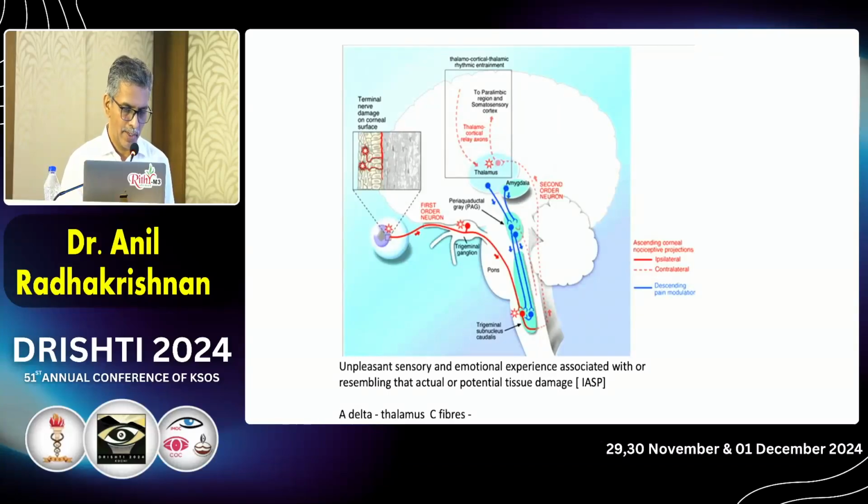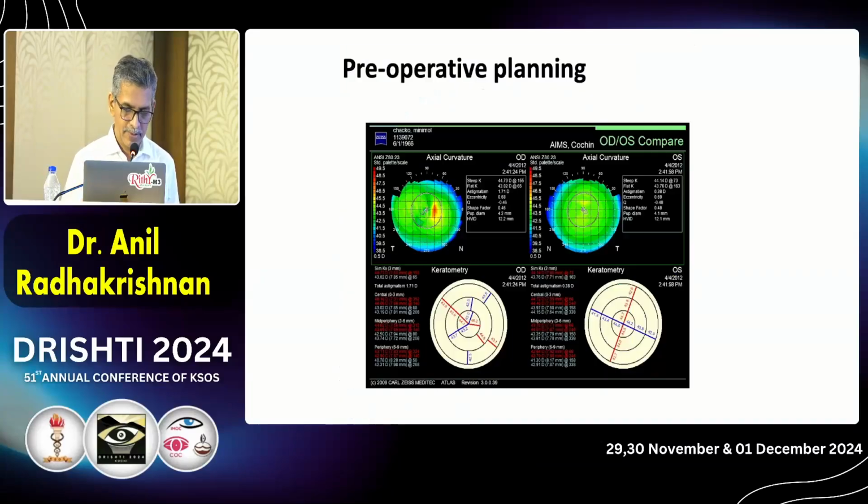That is when you have a corneal abrasion, you have a sharp pain. That is through the A delta. While the slow pain, you have this dry eye and dysesthesia and all these. These are through C fibers.